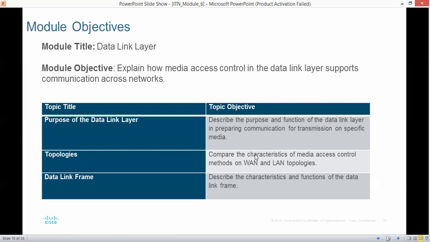And then you now compare the characteristics of the media access control methods on the WAN and the LAN topologies, which we listed out. We listed out your frame relay, we listed out your Ethernet. All those protocols still fall under the same LAN and WAN topologies. So you also need to look at them and describe the characteristics and functions of the data link layer. What are the functions of the data link layer? What do they help you to achieve? Once you're able to do that, then you're good.